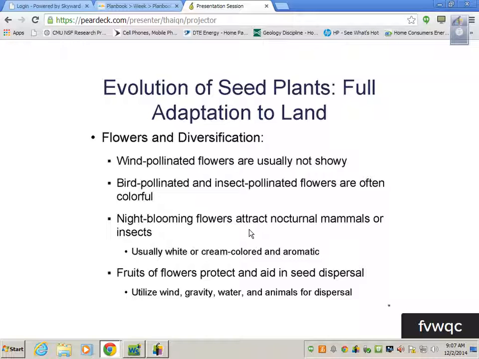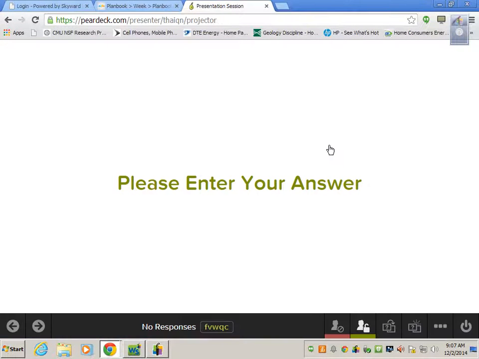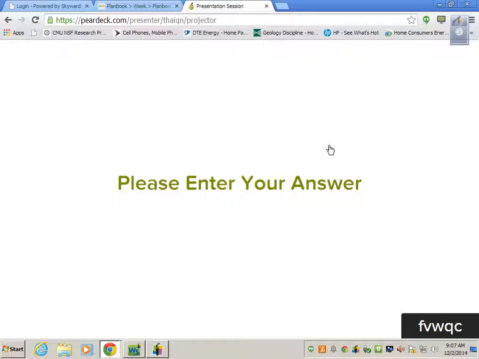So the fruits of flowers protect and aid in seed dispersal. They utilize wind, gravity, water, and animals for dispersal. We talked about horses and apples. What are some other ways? Think about some other modes of fertilization where fruits come into play.